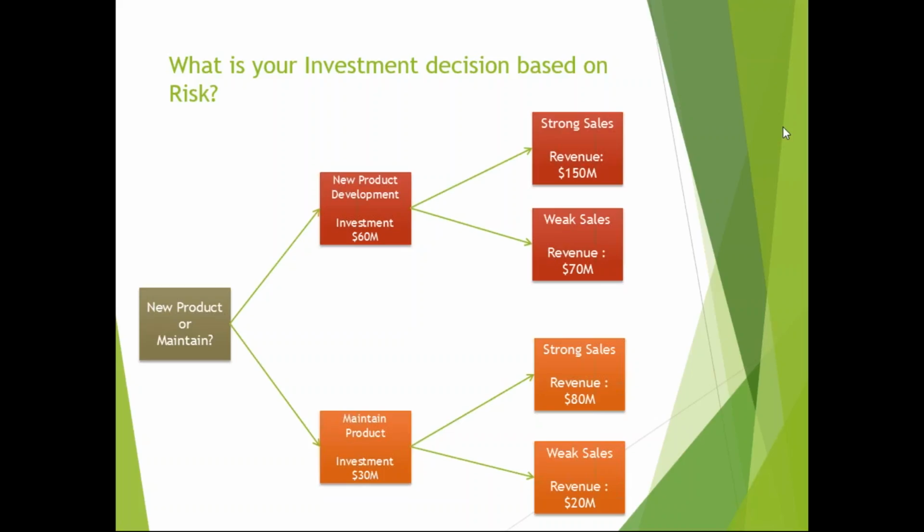If we take the new product, my investment is going to be $60 million. Investment is not coming into your pocket, right? It's going out of your pocket, so this is always going to be negative. For the new product, you will lose $60 million first. For maintaining, you will lose $30 million. So this is minus 30M and this is minus 60 million.